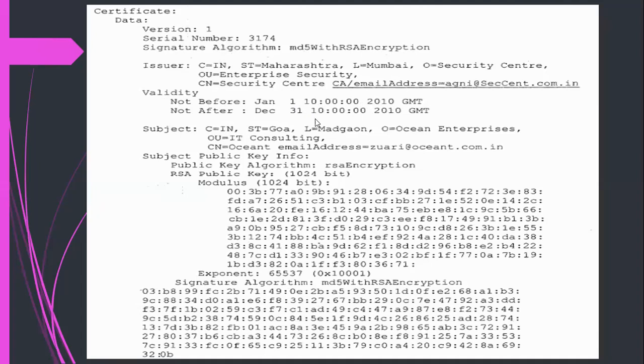January 1st, 2010: you cannot use it before that time. And not after December 31st, 10 p.m. GMT, 2010. So it is only valid for 1 year, from January 2010 to December 2010. You cannot use it before the start, and you cannot use it after December 31st, in January 2011. Not valid before and not valid after.